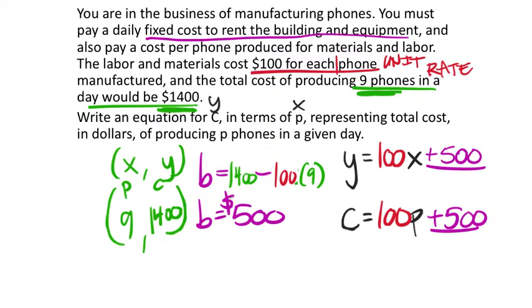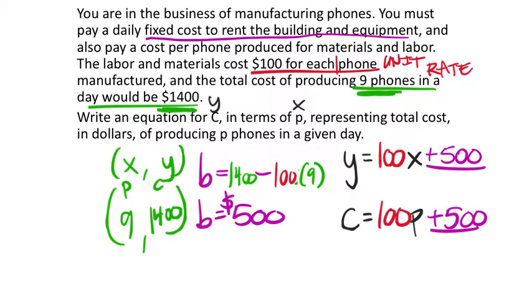Now, in the last two examples we did, the slope was negative. That's because you were getting closer to city A or you were losing battery percentage. This one, though, all of this is cost. The $500 is a cost to rent the building and equipment. And then it costs, again, more money to produce each phone. So this is the one that we want.